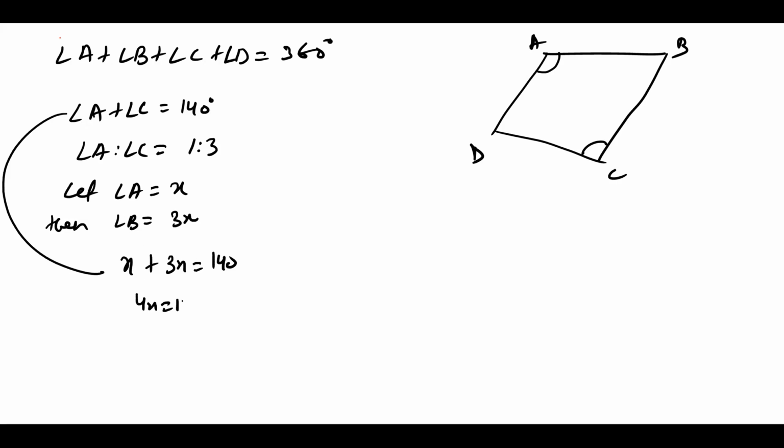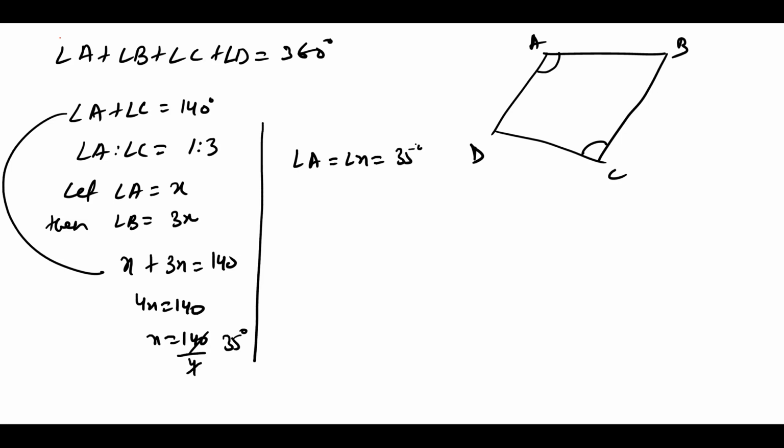Now 4x is equal to 140 degrees, then x is equal to 140 divided by 4, you will get 35 degrees. Got it? Yes, sir. Now angle A is equal to x, so it will be 35 degrees. Angle C was 3x, so it will be 3 into 35 degrees, which is 105 degrees. Got it? Yes, sir.